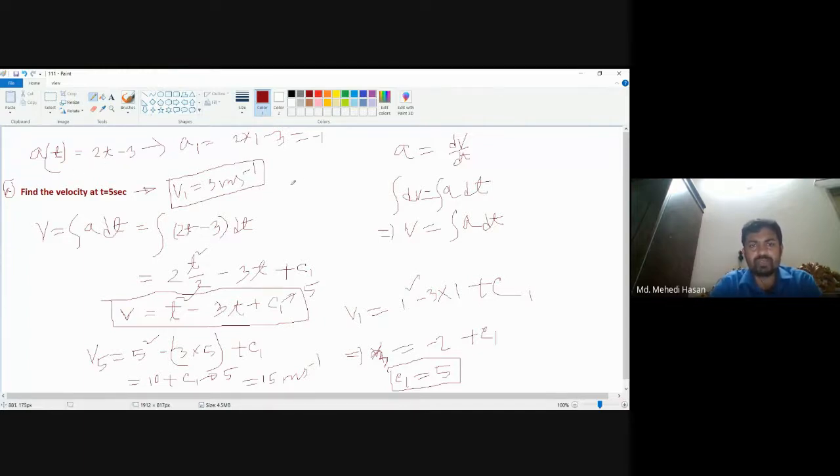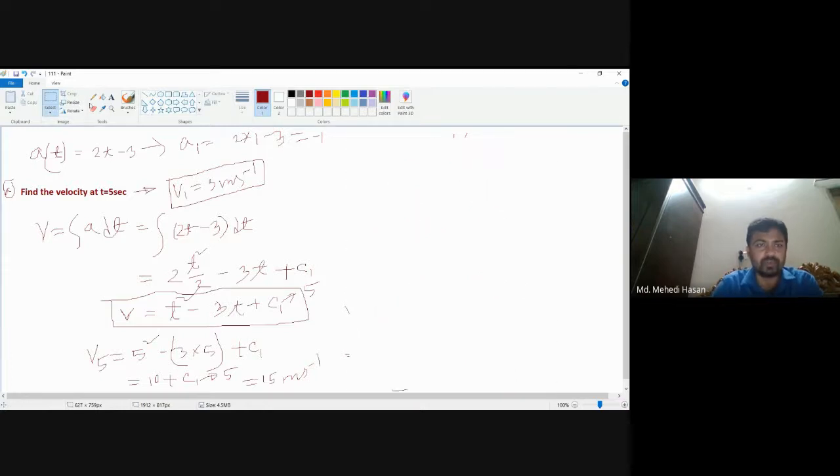Or if the question is to find the average acceleration, then you have to find out the velocity, because we know that average acceleration, normally in one dimension, will be del v by del t. Then you will get the del v from that equation. Already v is calculated here: t square minus 3t plus 5, or c1.